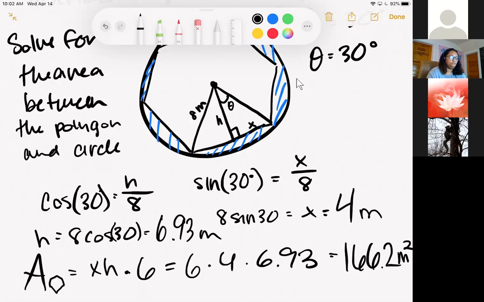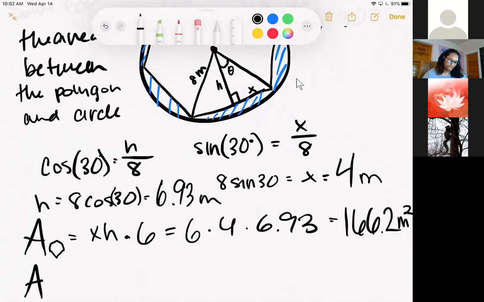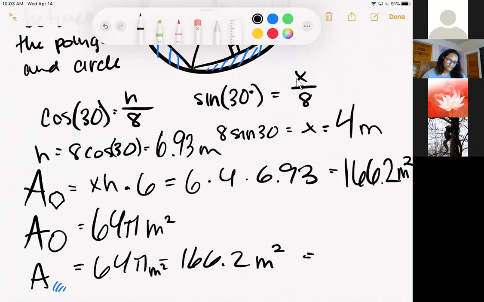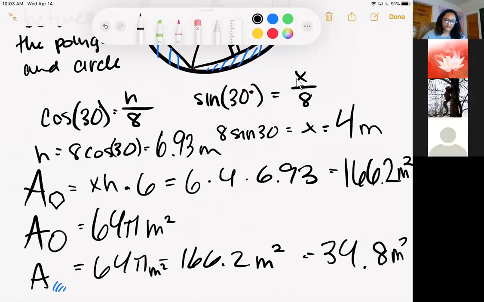And then the area of the circle is 64 pi, and so you do 64 pi minus the answer, which would be about 34.79 meters squared. Yeah, that was a great explanation. Does anyone have any questions for Stephanie?